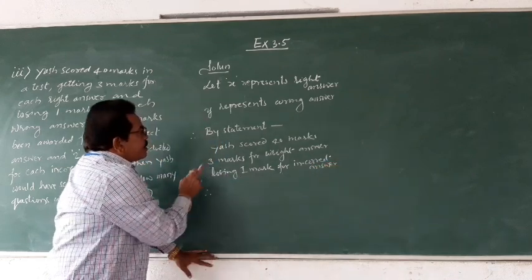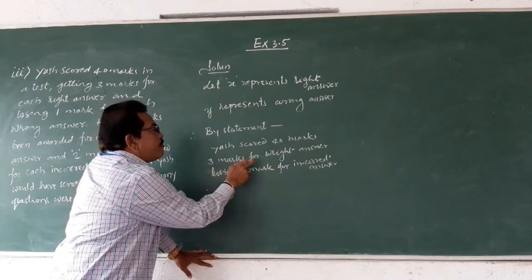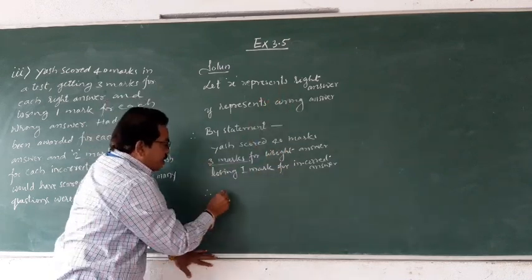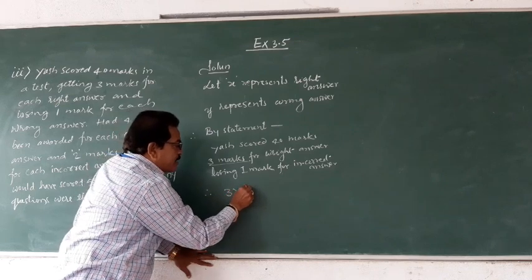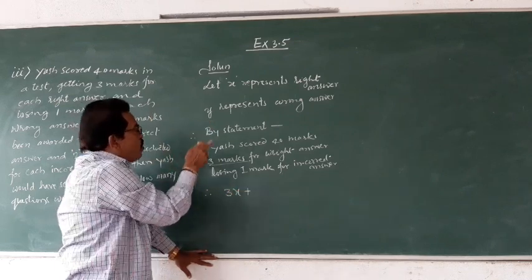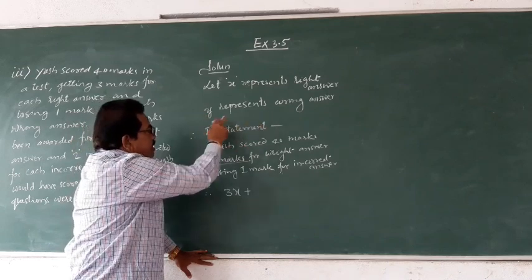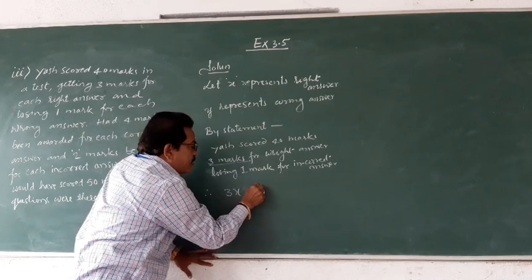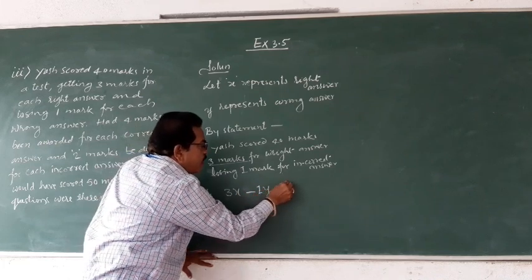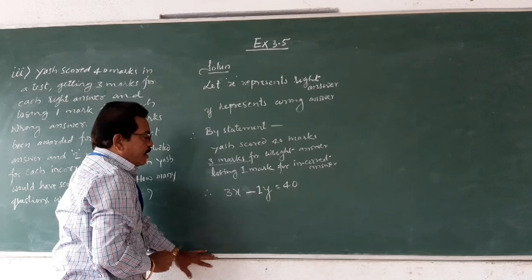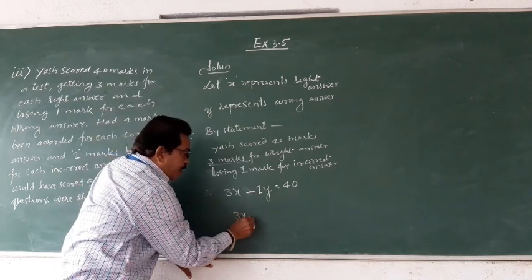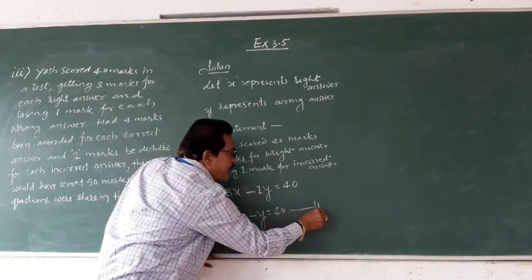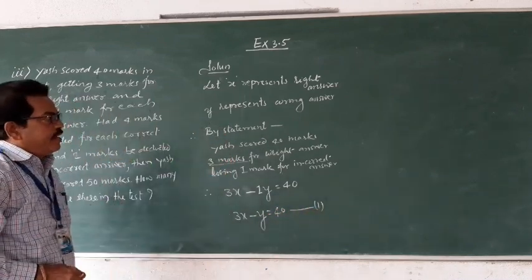Therefore, the verbal statement will be 3 marks for right answer. 3 marks right answer, we have considered as X. So 3X plus losing 1 mark. Y represents the wrong answer, that is losing 1 mark. 3X minus 1Y equals 40. That means 3X minus Y equals 40. This one is the first equation.